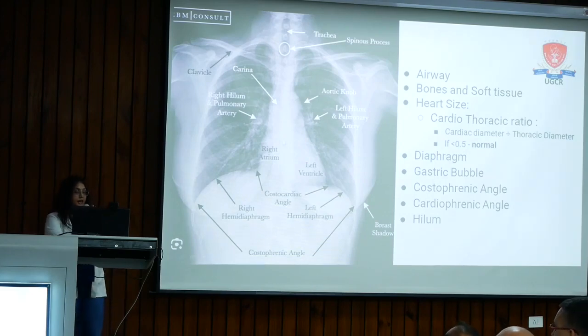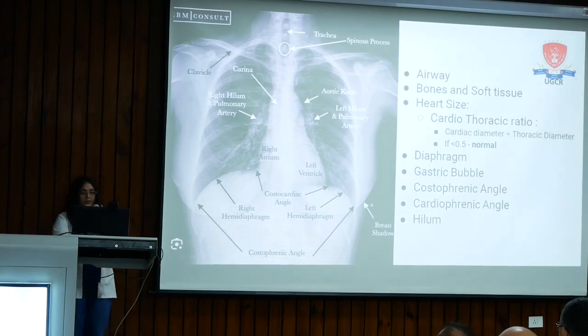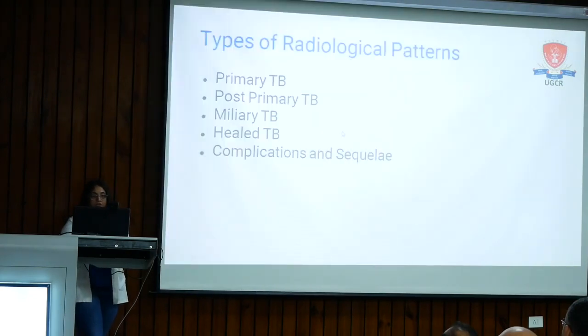If it deviates to the side, you need to check for the pathology. Also, note the heart size. This is the cardiac diameter and this is the thoracic diameter. Dividing these diameters, you will get a cardiothoracic ratio, and it should be below the value of 0.5. You will also identify gastric bubbles, which is a normal finding. Also, these are the right hilum and the left hilum.